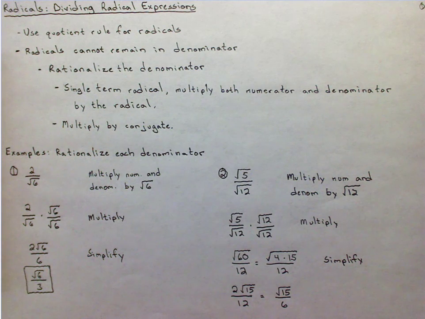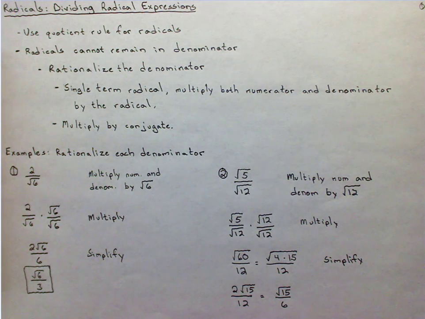So what you do is a process called rationalizing the denominator. There are two things that we do to rationalize the denominator. For a single term radical, multiply both numerator and denominator by that radical. And for a conjugate or a binomial radical expression, you multiply by the conjugate. We will begin by looking at rationalizing a denominator that has a single term.